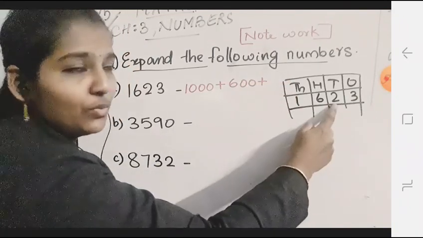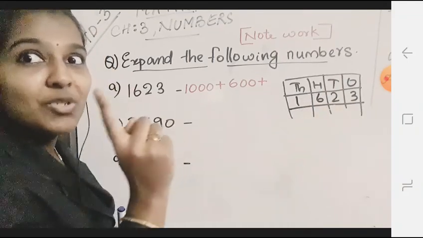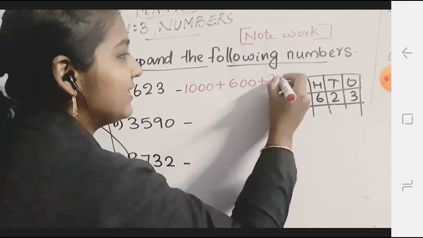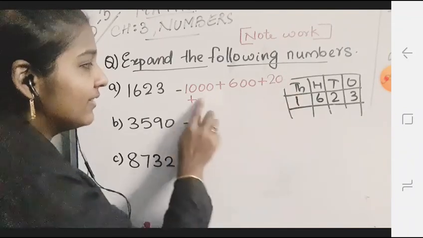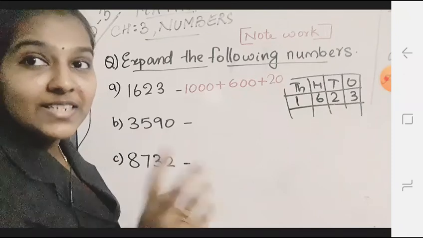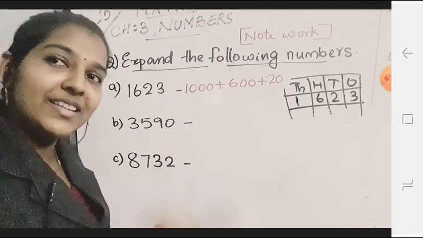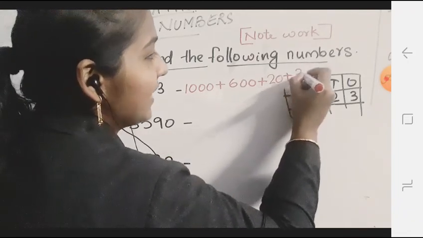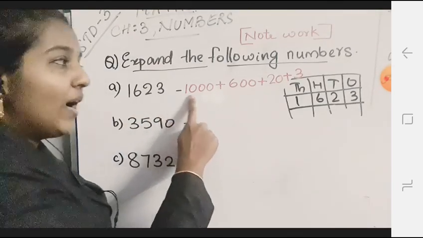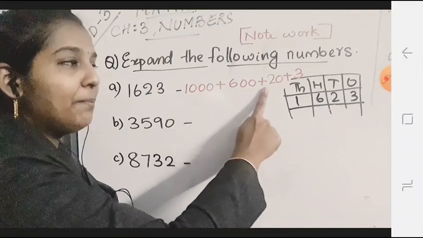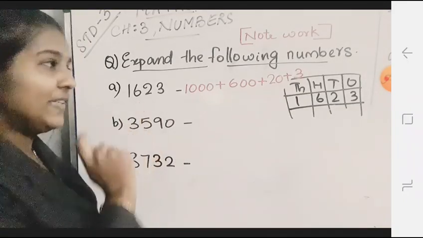Now next is 2. 2 is in tens place. So 2 into 10. 2 tens are 20. So you can write 20 plus. One more place is there. Which is that? Yeah, that is 3. 3 is in the place of ones. So how many ones are here? 3 ones. 3 ones are 3. So 20 plus 3. This is the expanded form of the first number: 1000 plus 600 plus 20 plus 3.